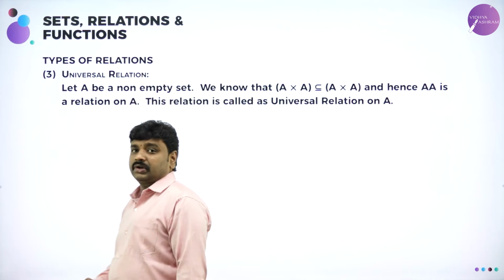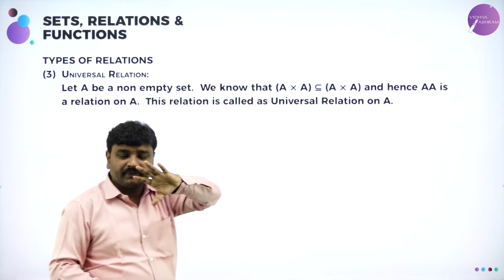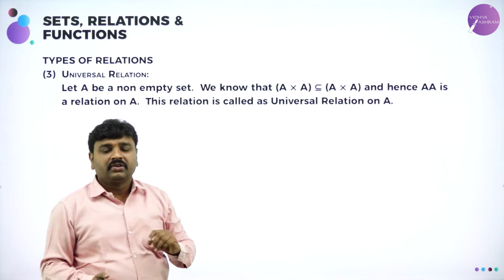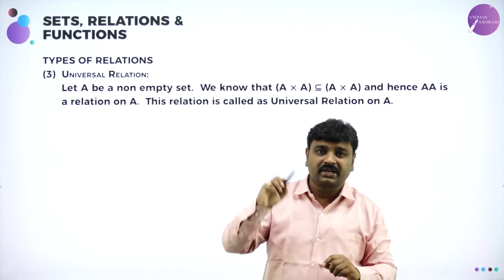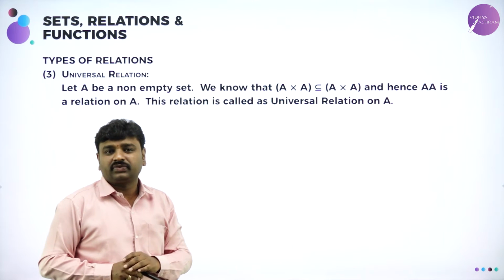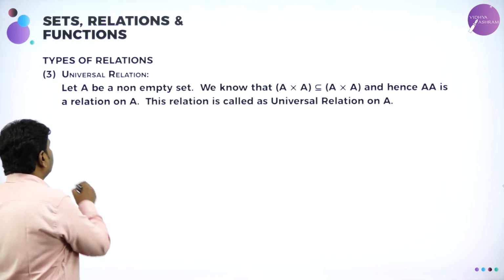Okay, now we'll go to universal relation. Universal relation on any set is R is equal to A cross A. If a relation R on set A is the same as A cross A, the Cartesian product, and the relation, if both are the same, then we call that relation as what? Universal relation. So to make you understand better, let me take one example.